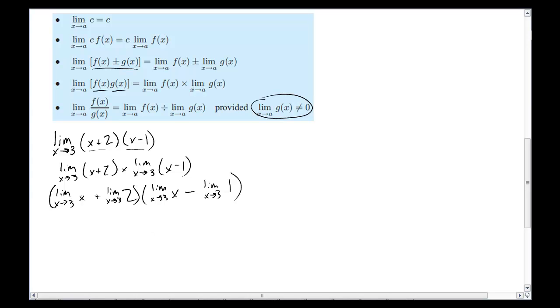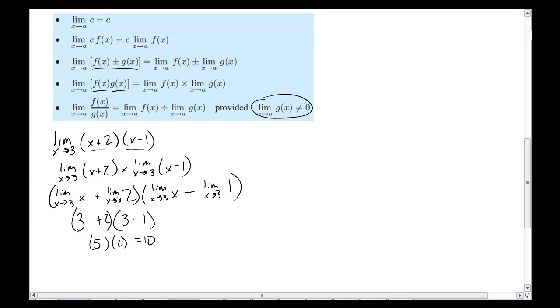The limit as x approaches 3 of x should be straightforward. As x approaches 3, x is going to get closer and closer to 3. The limit of a constant, according to the first rule, is that constant, so that'll be plus 2. And then over here, again, the limit of x as x approaches 3 will be 3, and the limit of a constant is again that constant, leaving us with 5 times 2 equals 10.